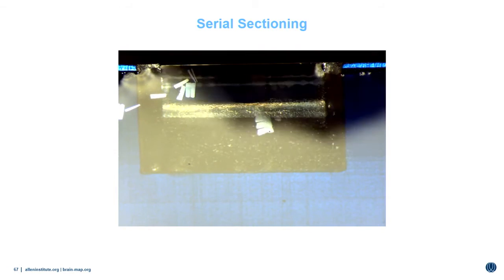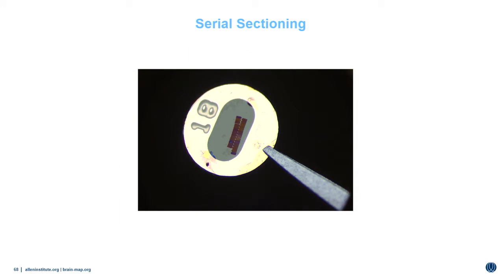And once we have ribbons, we can collect these ribbons onto these little copper supports that we call grids for historical reasons primarily. And these grids are covered with a very thin plastic support film that's transparent to both electrons and light. And this is the traditional way of going about this kind of serial section.